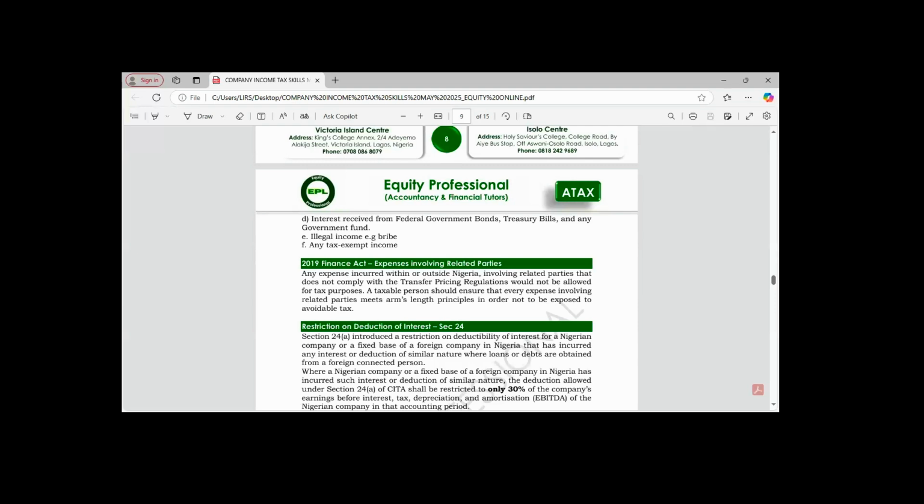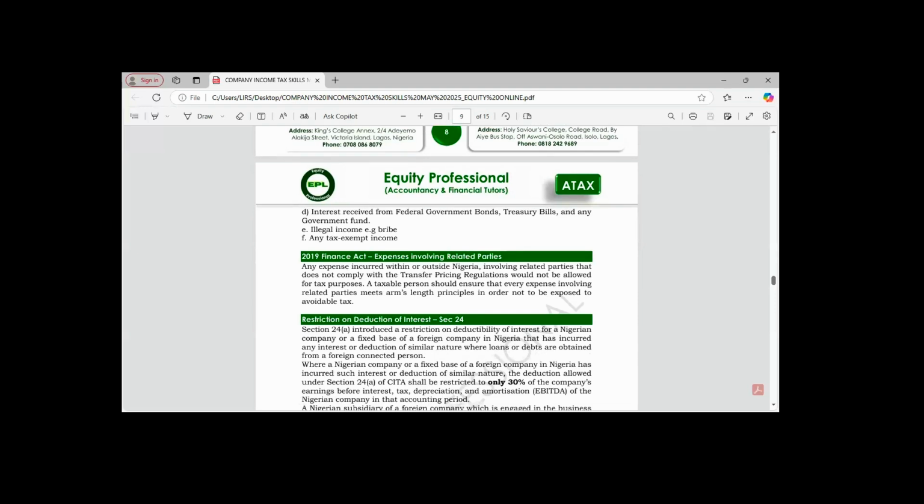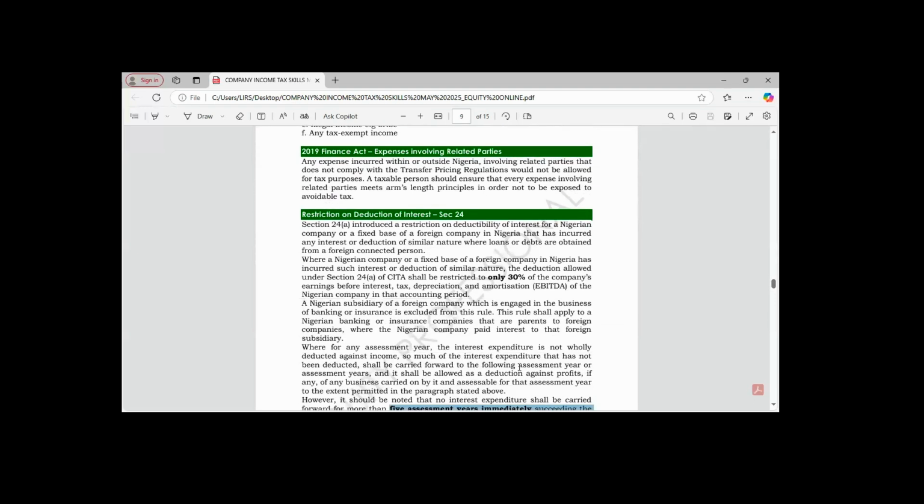And it is not all companies that are liable to this. A Nigerian subsidiary of a foreign company which is engaged in the business of banking or insurance is excluded from this rule. What that means is that for a Nigerian subsidiary of a foreign company that is into banking and insurance, this rule will not apply to them.